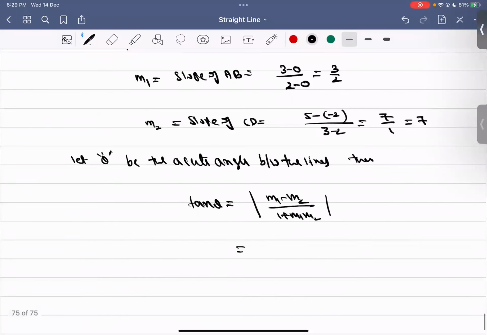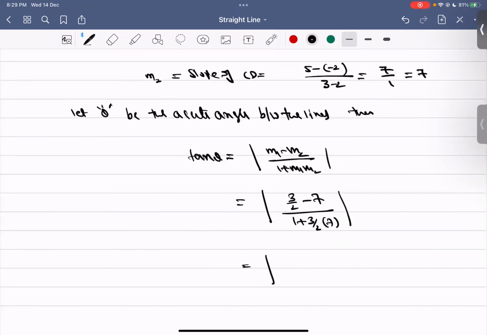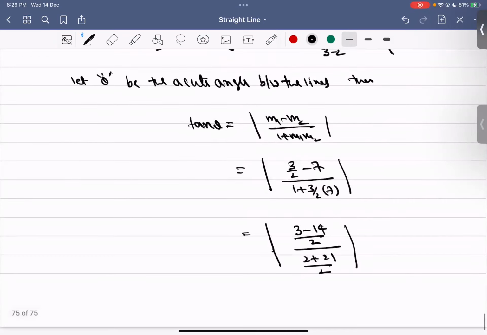That is mod m1 is 3 by 2 minus m2 is 7 by 1 plus 3 by 2 into 7. That is nothing but 3 minus 14 by 2 plus 21 by 2. The 2 cancels. This is minus 11 by 23.